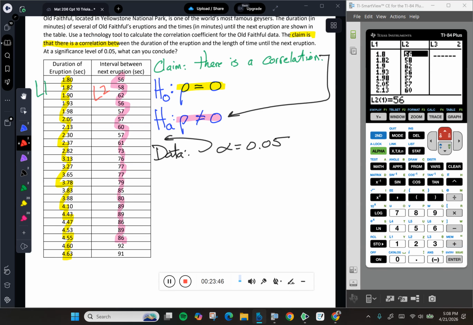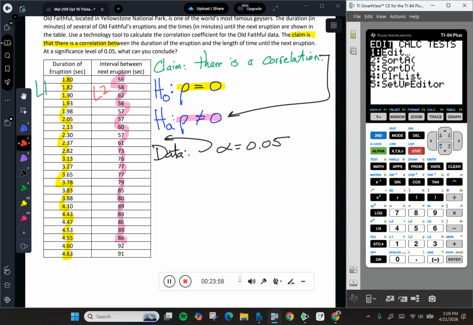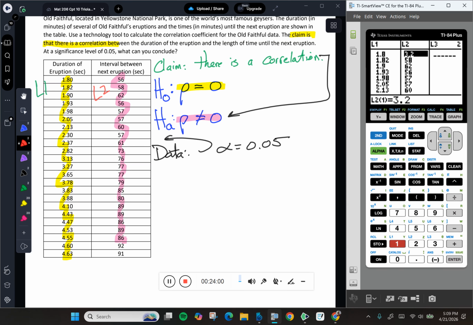Okay, so I think it's closer to 5 minutes for me, but I got it all in. I took all of the data for the duration of the eruptions, put it in list 1 on my calculator: 3.2, 56, and so on. All the data for the interval between the next eruption went into list 2. And now I want to take a look at the graph.